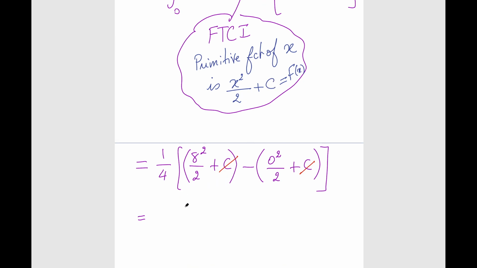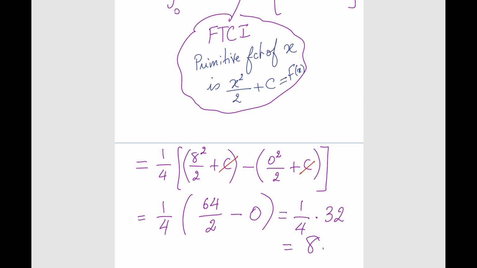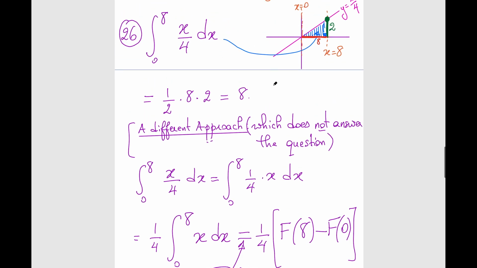All right, and what is this? This is 1 over 4 times 64 divided by 2 minus, what's 0 squared over 2? This is 0, correct? And that's 1 over 4 times 32. Why? Because 64 over 2 is 32, and this is simply 8. Okay, and this is the same result as we found in the different approach, which is of geometrical flavor, right? We just solved it using geometry here.